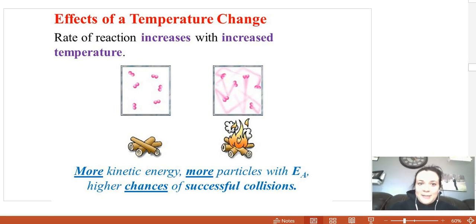So here is our picture for temperature. Kinetic energy. Hopefully you remember kinetic energy from physics. Kinetic energy is the energy of motion, and temperature is just a measure of kinetic energy. So as temperature increases, kinetic energy increases. As kinetic energy increases, those molecules are going to be moving faster. They're going to be more likely to reach that activation energy, and we're going to have more successful collisions.